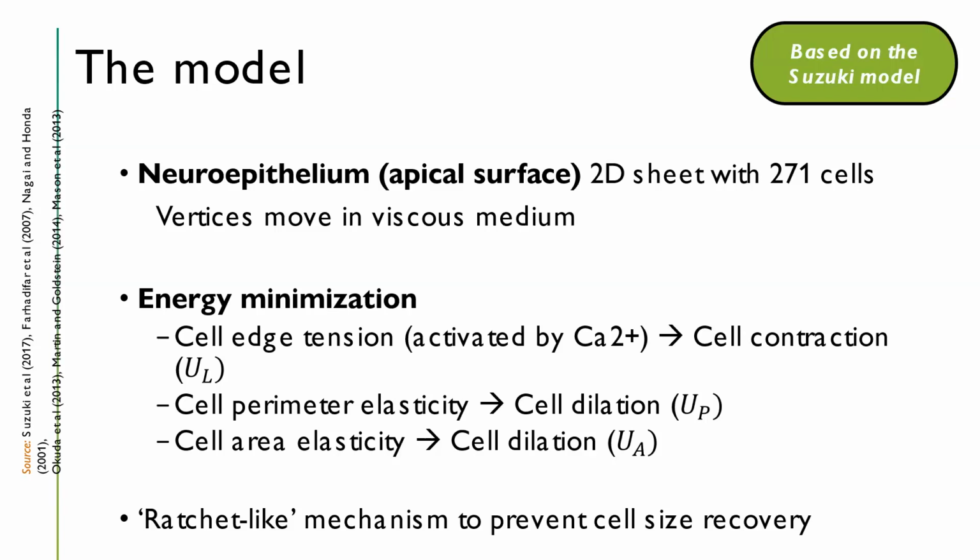So we model the epithelial tissue apical surface as a 2D sheet with 271 cells. And we assume that the vertices move in a viscous medium, so the motion is overdamped. The energy minimization has three primary components. The cell edge tension that's activated by calcium causes cell contraction. Then there's the cell perimeter elasticity that causes cell dilation, the cell area elasticity that causes cell dilation again, and the ratchet-like mechanism that prevents the cell size recovery. I'll explain the mechanism in greater detail as we go down the slides.